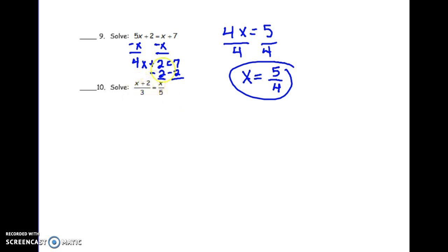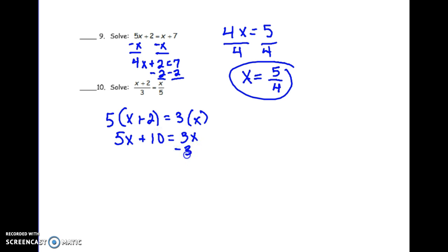And I see this is set up for cross products. So I'm going to start out and say 5 times x plus 2 is going to be equal to 3 times x. All right, so I write this as 5x plus 10 is equal to 3x. All right, I'm going to subtract 3x from both sides. When I do that, I get 2x plus 10 is equal to 0, because that goes to 0.